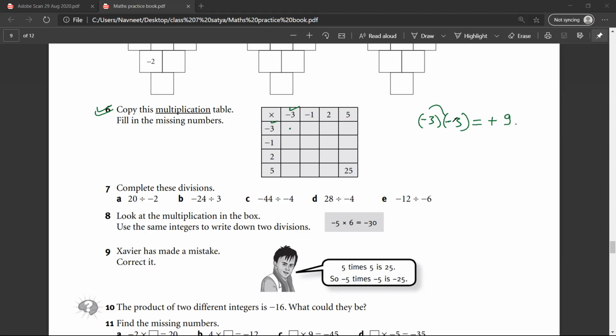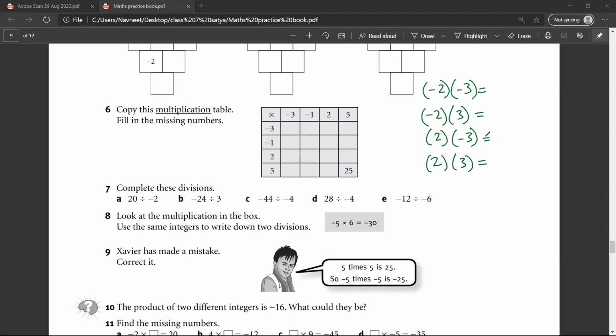Okay, sir. So for example, if there was -3 into 3, the answer would be -9. So when there are two minus, then it is positive. We'll take some examples. So for example, there is a minus into -3. There is a -2 into 3. There is a 2 into -3. And there is 2 into 3. These are the only possibilities. Now, what you need to remember is minus multiplied by minus is plus.